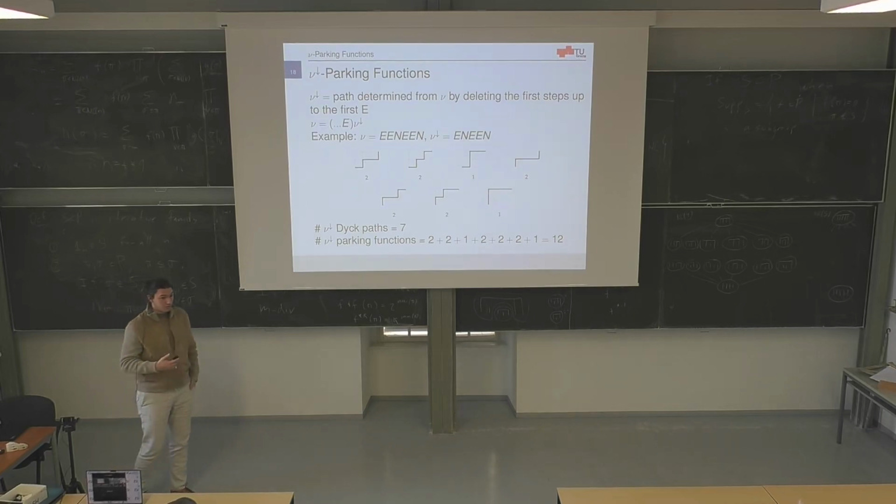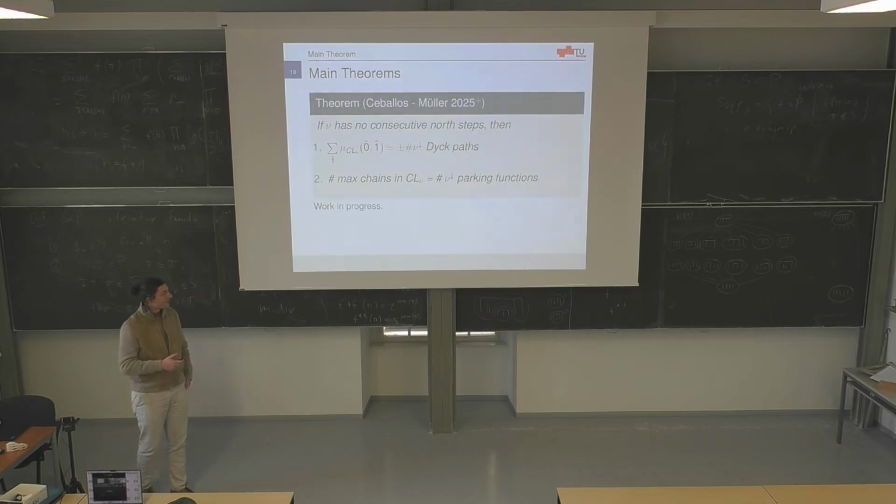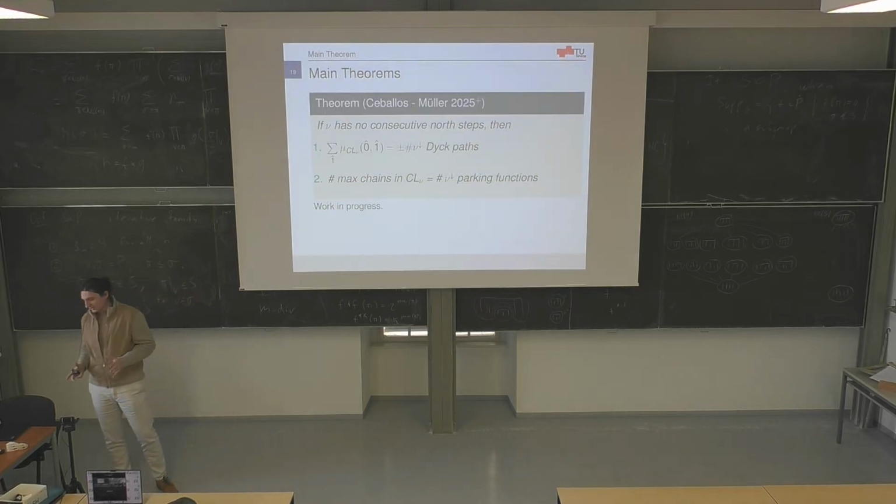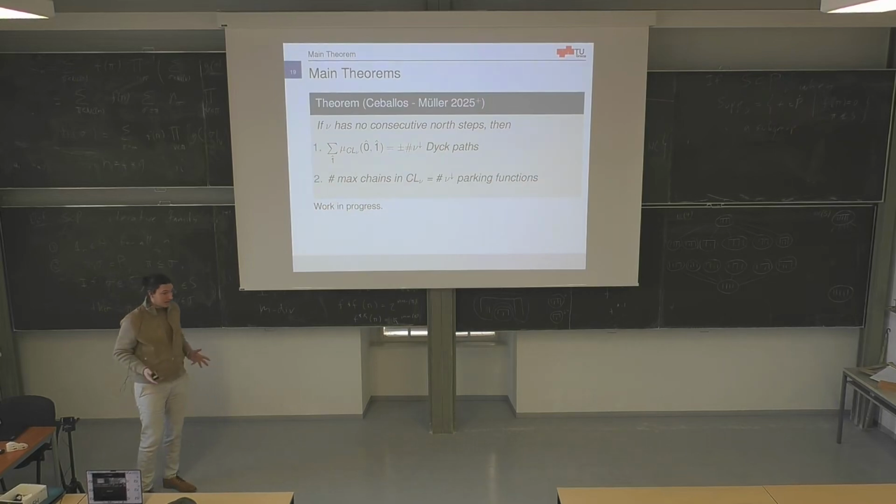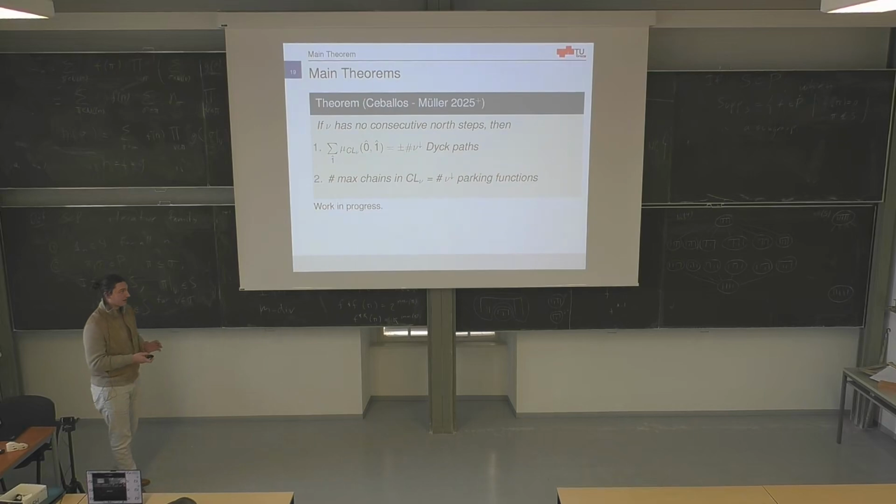This is our first main theorem. For a lattice path with no consecutive north steps, the sum of the Möbius functions is given, up to sign, by the number of ν-down Dyck paths, and the number of maximal chains in the core label order of the ν-Tamari lattice is given by the number of ν-parking functions.